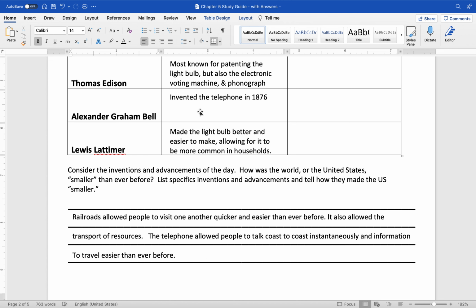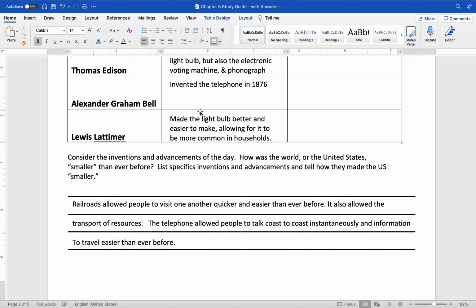But the main thing you need to know is the light bulb. Alexander Graham Bell should ring a bell, just like a phone, a telephone ringing. Alexander Graham Bell invented the telephone in 1876. He had a couple others also.